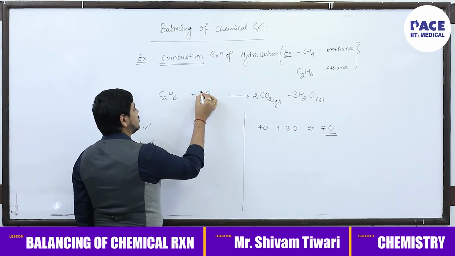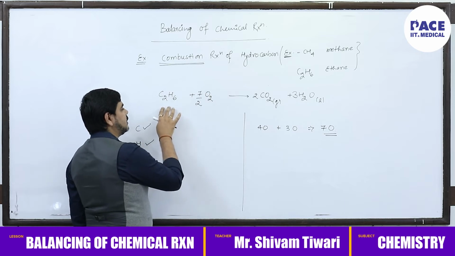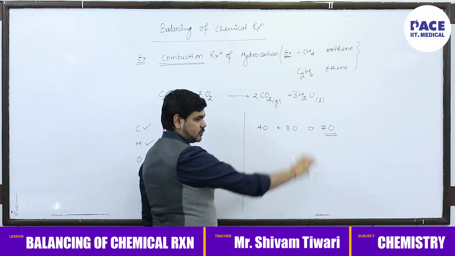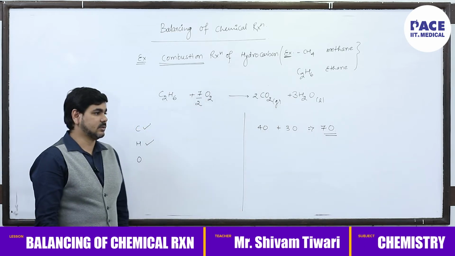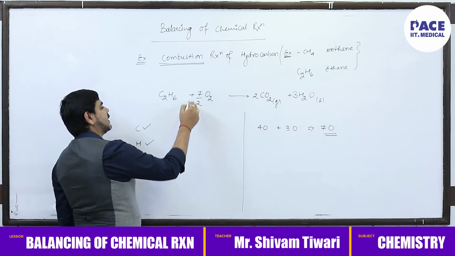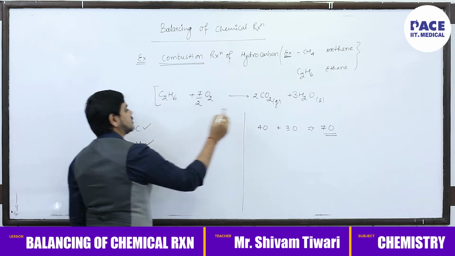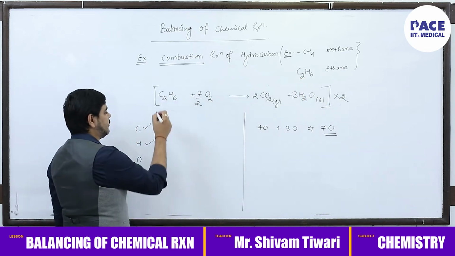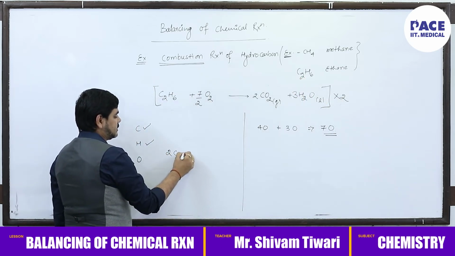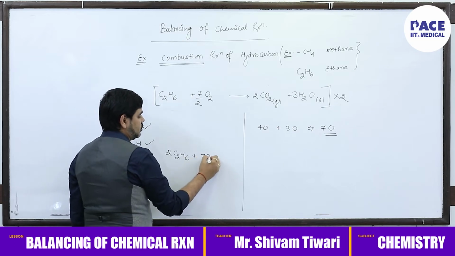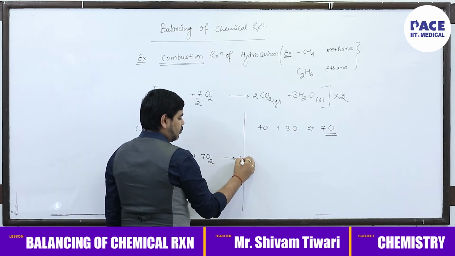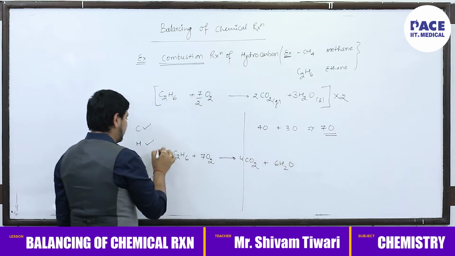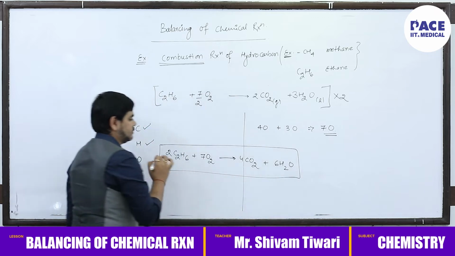So hence the reaction over here is going to be C2H6 reacts with 7/2 O2 to form 2 CO2 plus 3 H2O. This is a balanced reaction. And just to avoid the fraction over here, we can multiply the whole reaction by 2 in the end. So finally we can write 2C2H6 plus 7O2 gives 4CO2 plus 6H2O. So this is the balancing of a reaction.